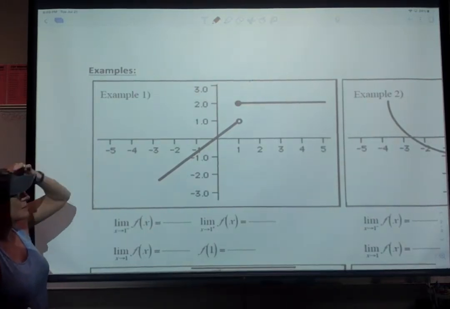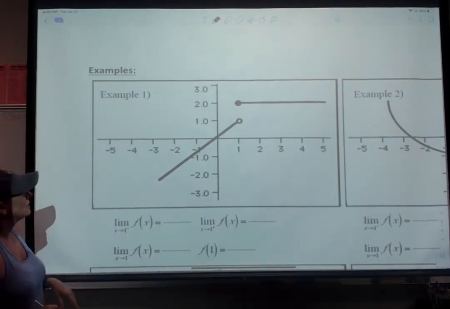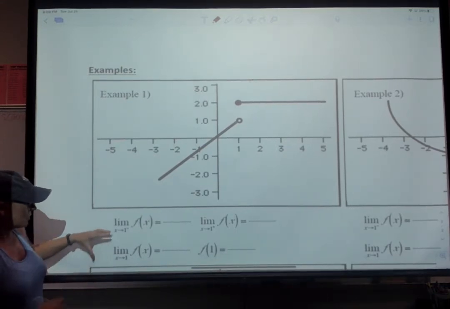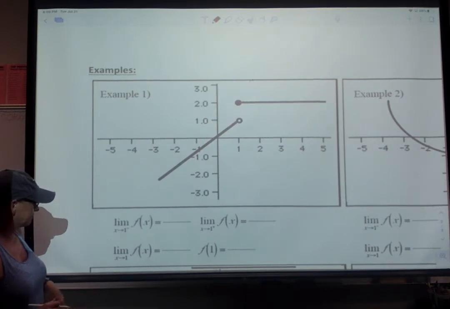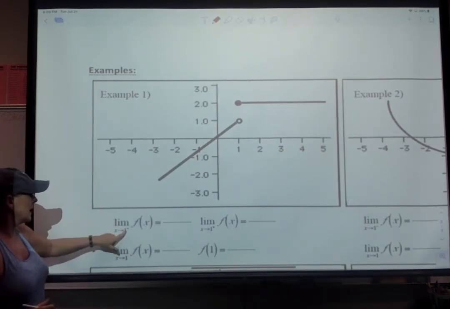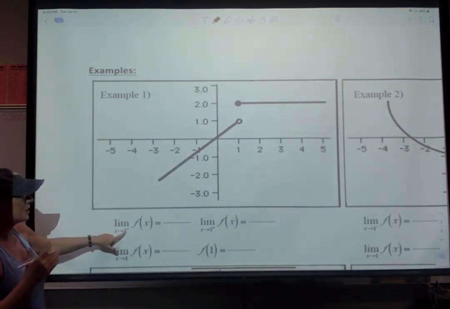So this is a piecewise function. It's in two different pieces. We got 4 questions to answer about this graph, and it all involves x close to x equals 1.